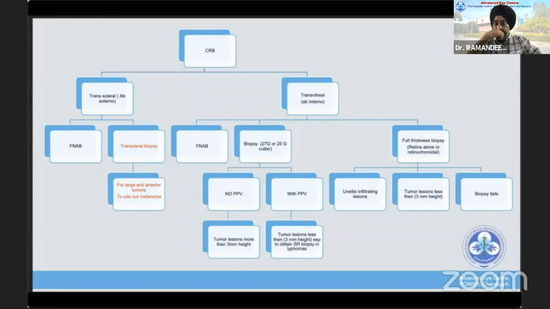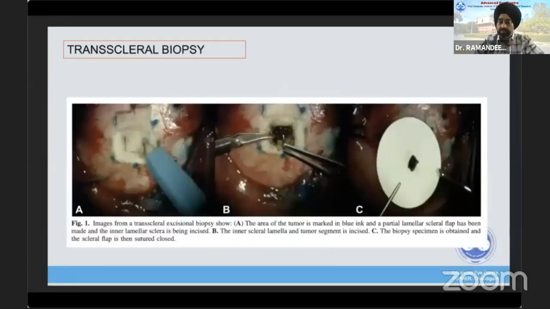He started with the ab externo approach, that is transcleral, which is still relevant in present time and can still be used for anterior large tumors. By making a partial lamellar scleral flap, as we do in filtration surgeries, the inner flap and the tumor segment is taken as a biopsy. And once the diagnosis is made, then this area and the tumor have to be appropriately treated.